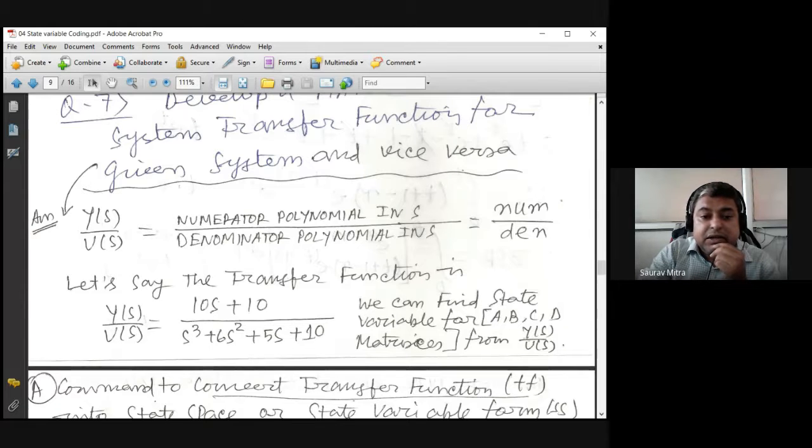Because this is something you have to see, it's a negative feedback system, I'm sorry. That's why all these gains, the amplifier gains, will be minus 10, minus 5, and minus 6.